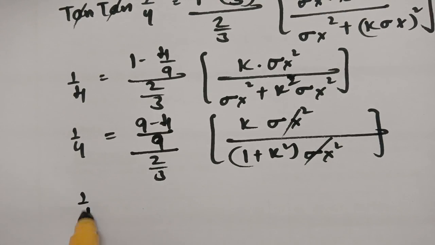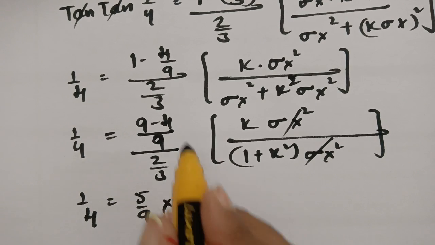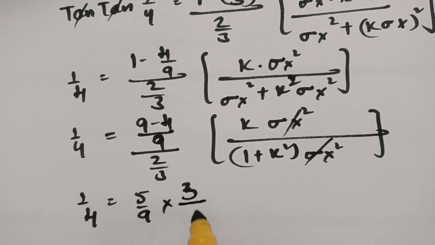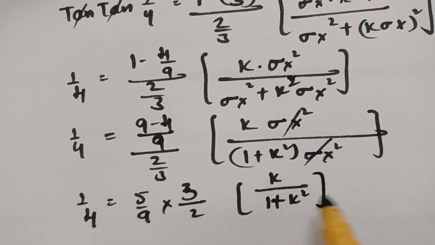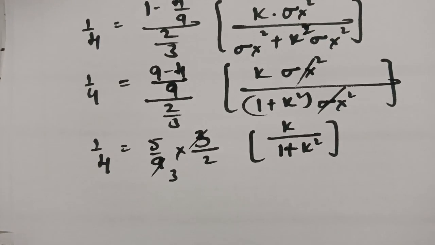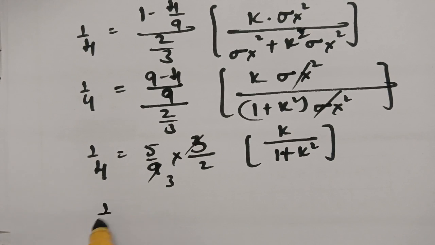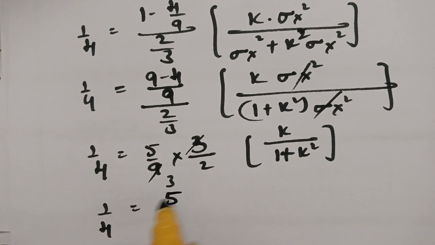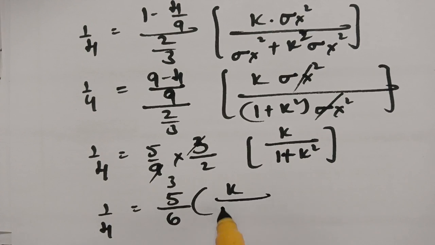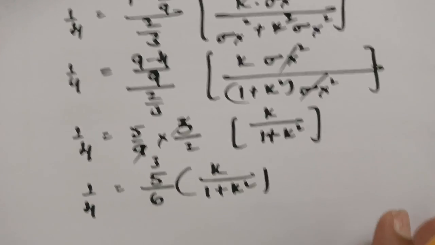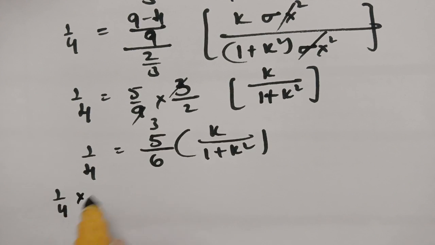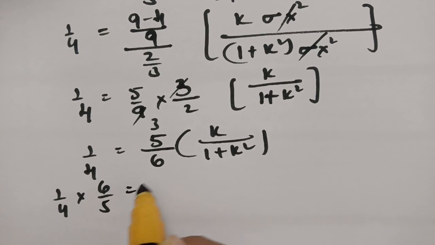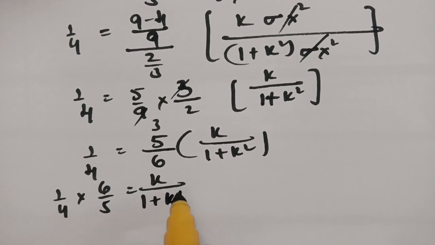So this will be 1 by 4 times of 9 minus 4, this is 5 by 9 into, if I reciprocal it, this will be 3 by 2, and this is k by 1 plus k square. So if I cancel for 3 times and see what happens, this will be 1 by 4 is equal to 5 by 6 times of k by 1 plus k square. And now see here, if I send to other side, this is 1 by 4 into 6 by 5 is equal to k by 1 plus k square.